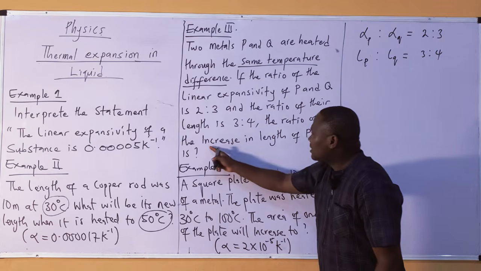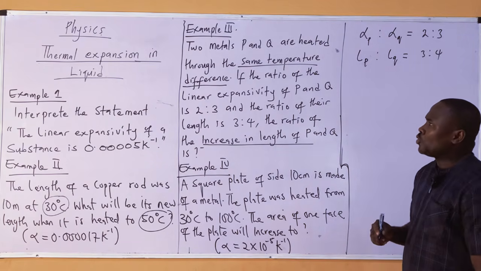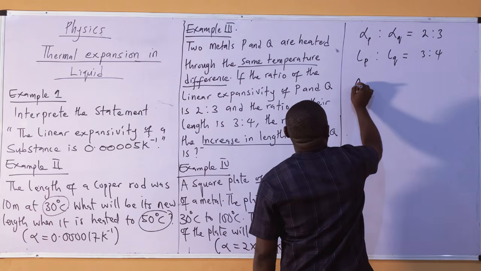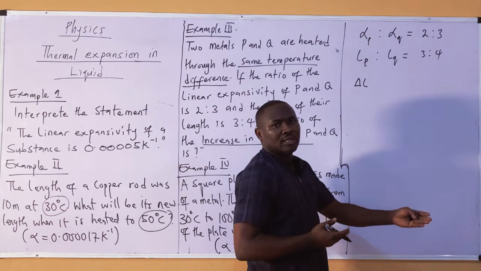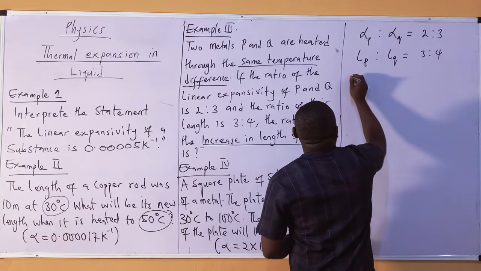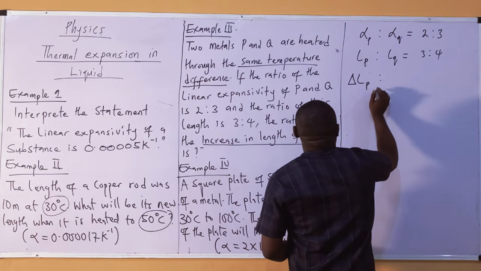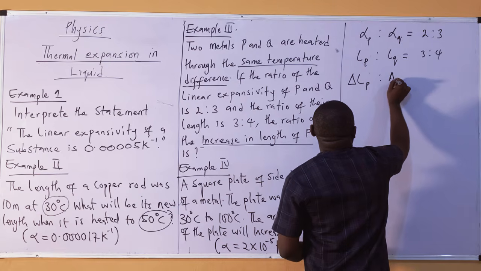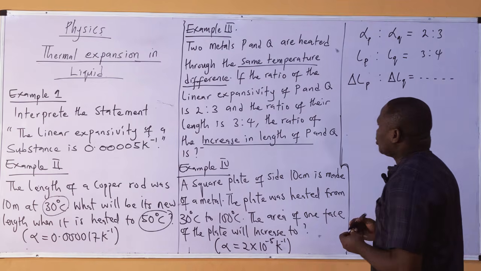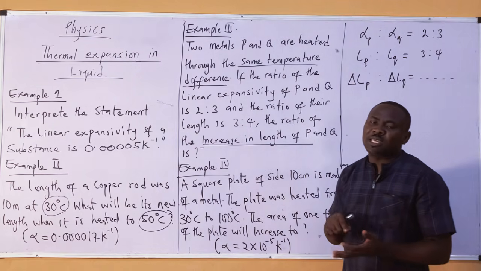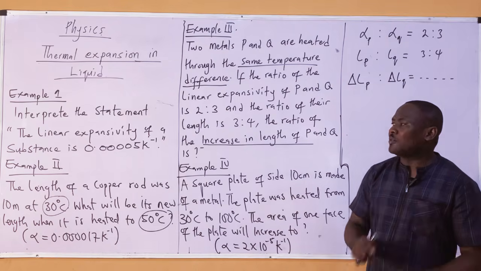The question asks for the ratio of the increase in length. What is the ratio of the increase in length? I hope you know that increase in length is change in length, new length minus original length. So what is the ratio of the change in length of P to the change in length of Q? That's what our question wants us to look for. Take note, increase in length is also called change in length. It's also called extension. Take note of that, very important.